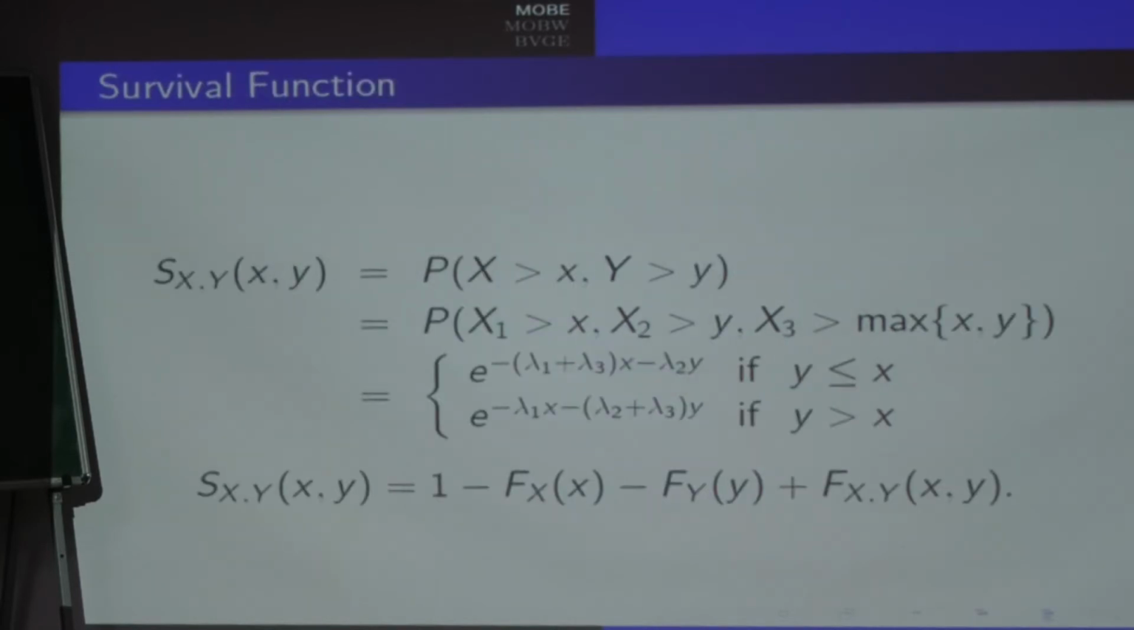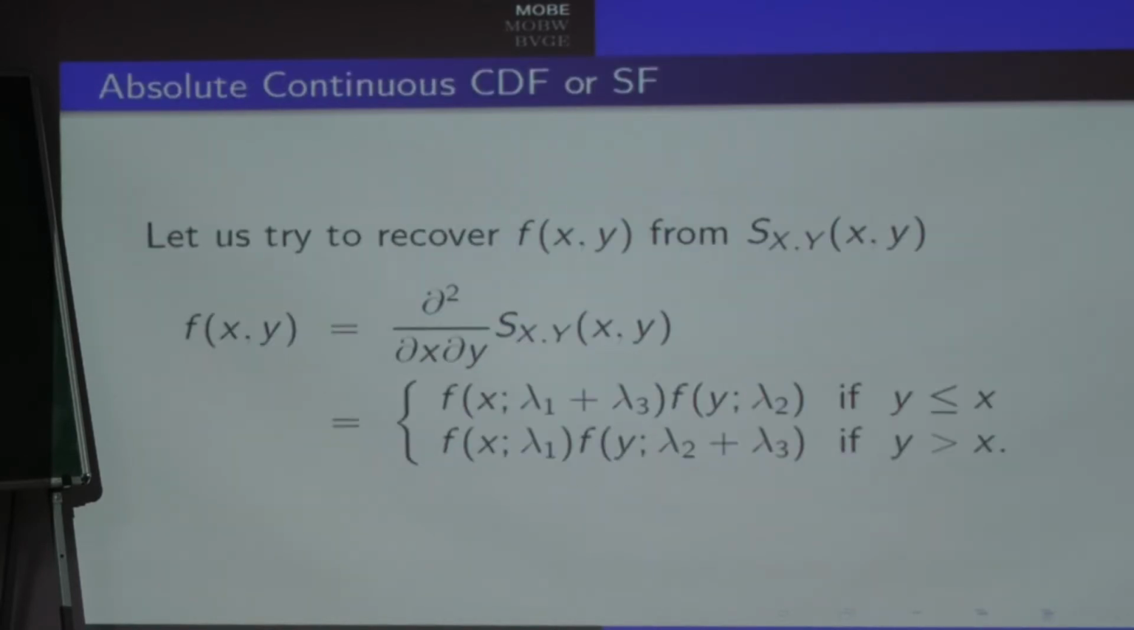So here I have an exponential density function with lambda 1 plus lambda 3, and an exponential density with lambda 2, for y less than or equal to x; and an exponential with lambda 1, and an exponential with lambda 2 plus lambda 3, for y greater than x. So that is the joint density function f of xy.